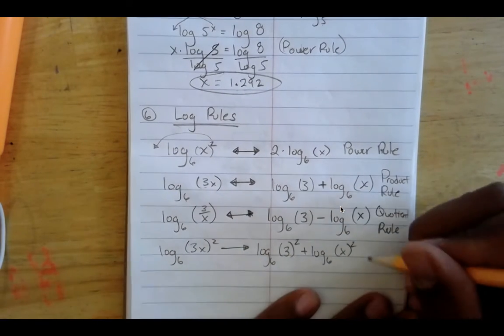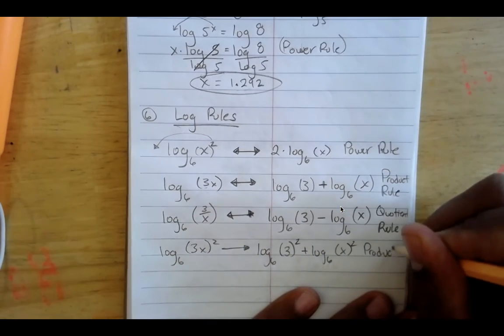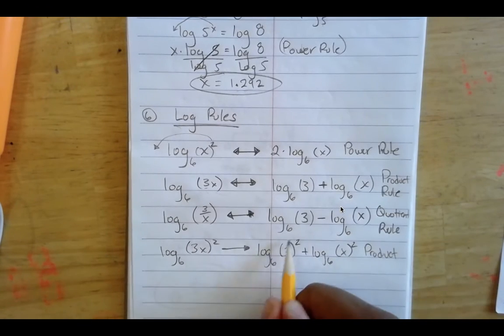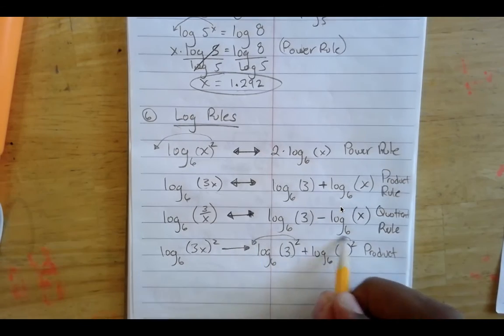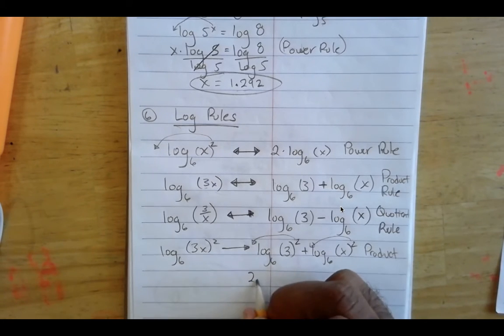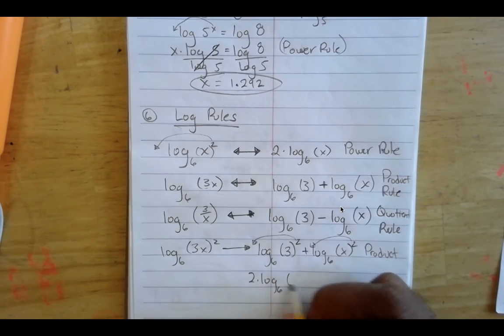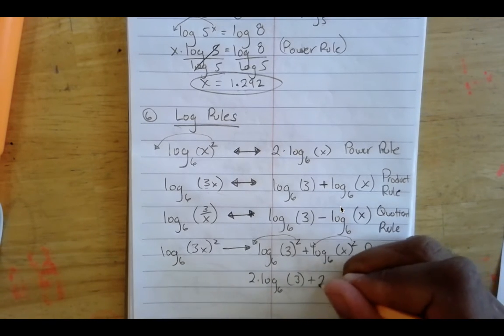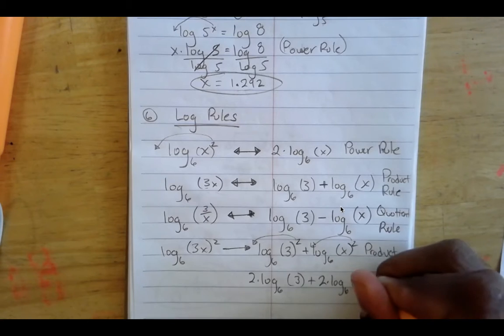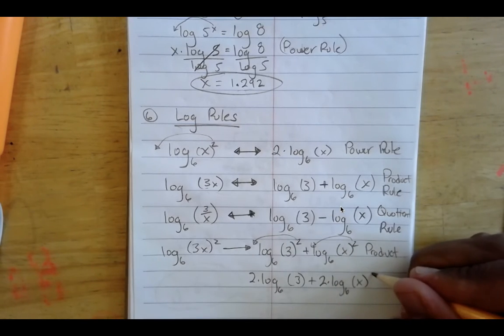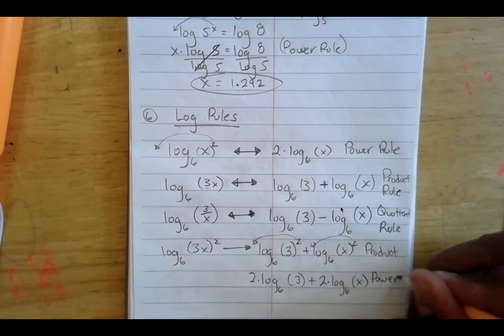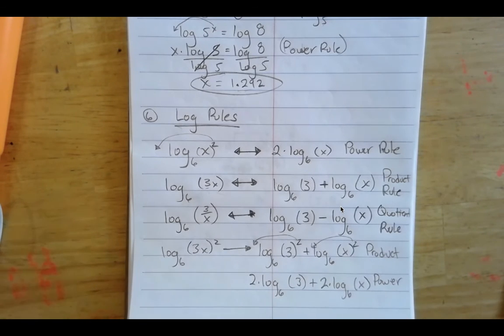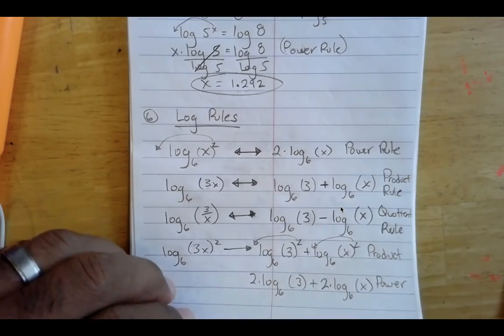And now, the first thing I used is the product rule. And then I'm going to expand it more by moving the 2's to the front of the logs. So now they're both 2 times log base 6 of their values. So 2 log base 6 of 3, and then 2 times log base 6 of x. Okay, and that, again, was the power rule. So you can use these to expand them out, and you can go back the other direction too, or what we call condense them. Okay. All right. So next one.